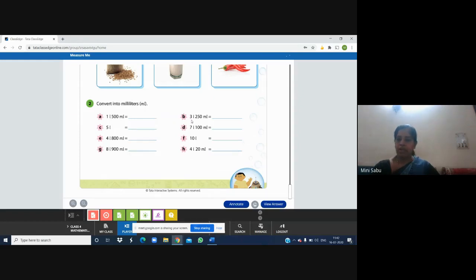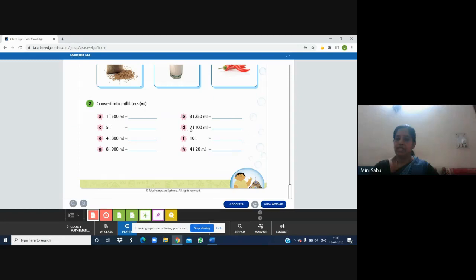Now question B. Similar type. 3 liter 250 ml. This means 3 liter plus 250 ml. 1 liter is 1000. So 3 liter is 3000. 3000 plus 250. 3250 ml you will write here. 3250 ml. Got it? Now question C. 5 liter. If 1 liter is 1000 ml, 5 liter is 5000 ml. Very simple, no?